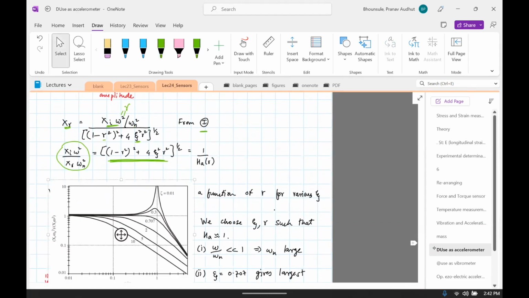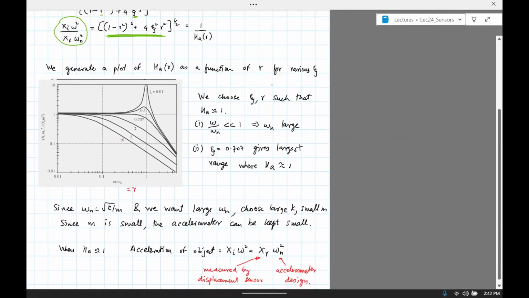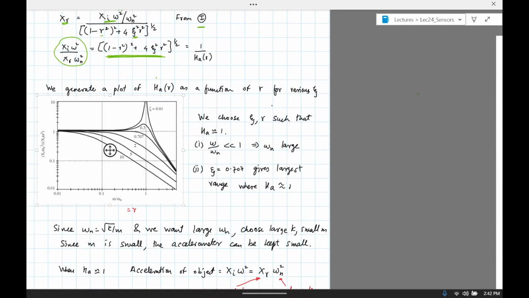What I'm going to do next is plot HA. Note that it is a function of R and psi. I'm going to plot HA as a function of R and for various psis. So this is a two-dimensional plot involving HA as a function of R, but then there's a third variable called psi, so I plot this for different psis.